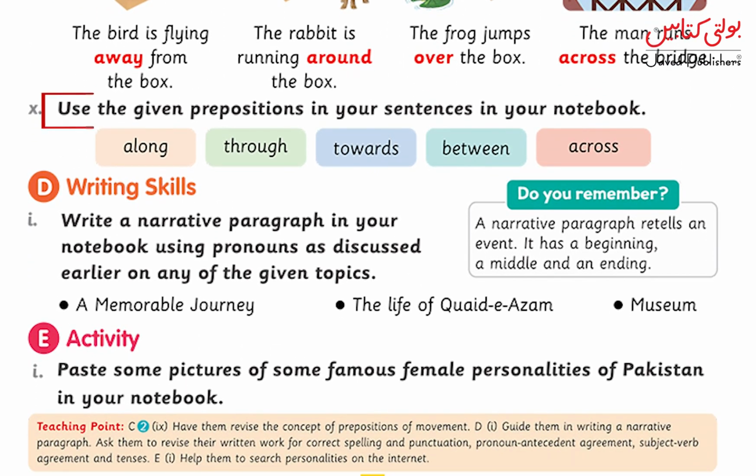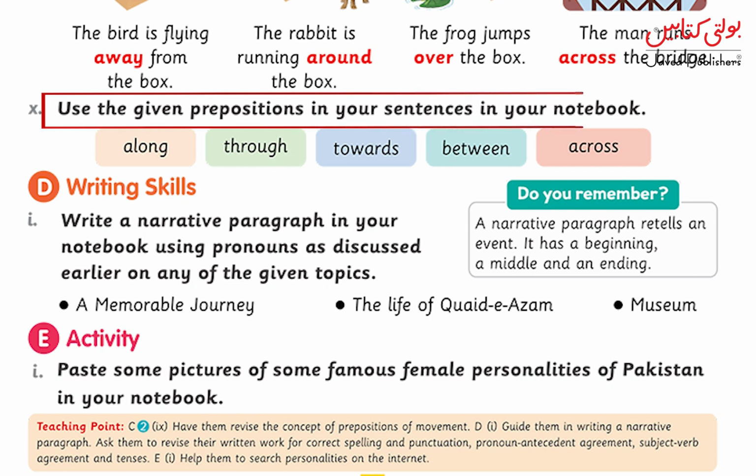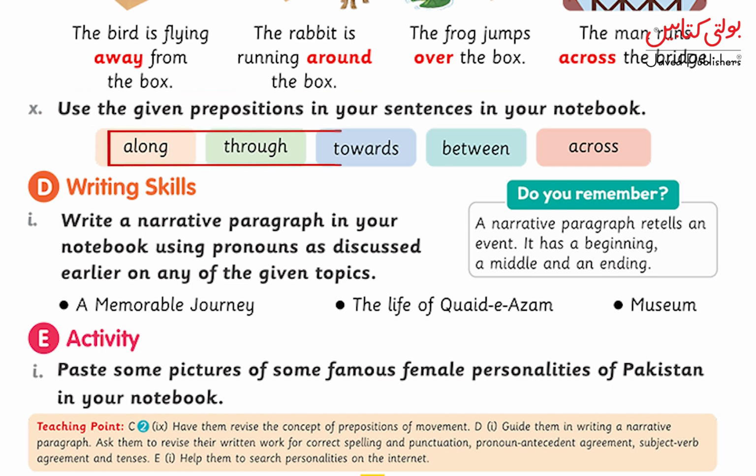Last question is, use the given prepositions in your sentences. So the sentence of along would be, I was walking along the road when I saw the accident. Next word is through. He hit the nail through the wall. Next word, preposition of movement, is towards. He was walking towards the gate to meet his friend. Next word is between. The sentence is, the ball rolled between the desk and the wall. And the last word is across. And the sentence is, she reached across the table to pass the jam.